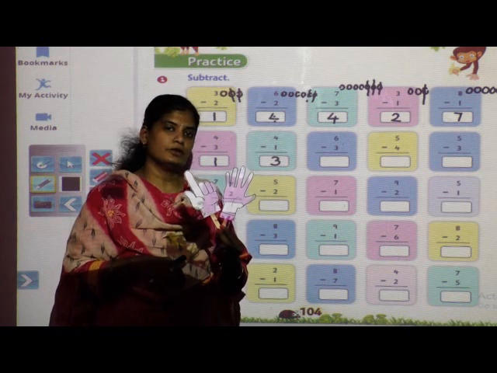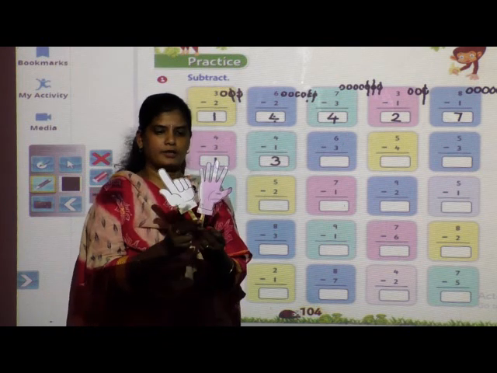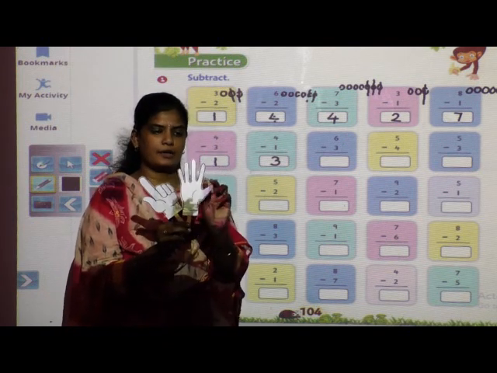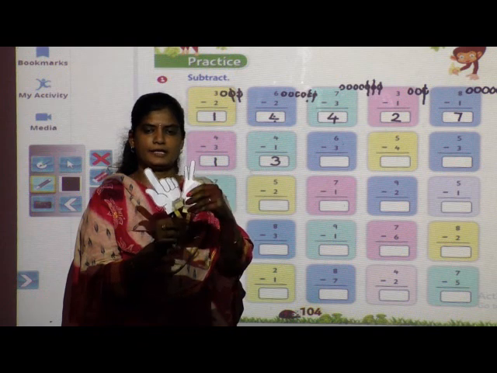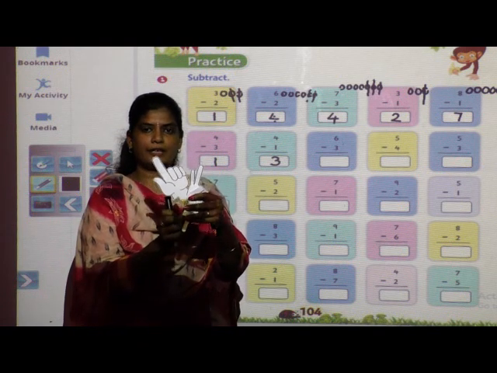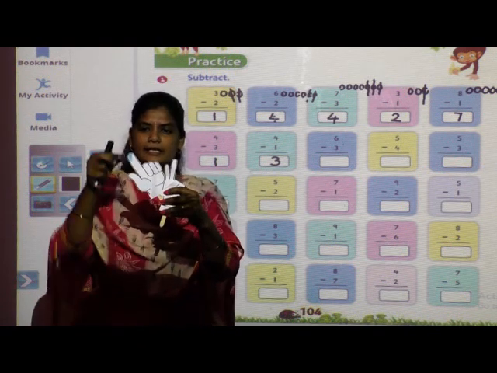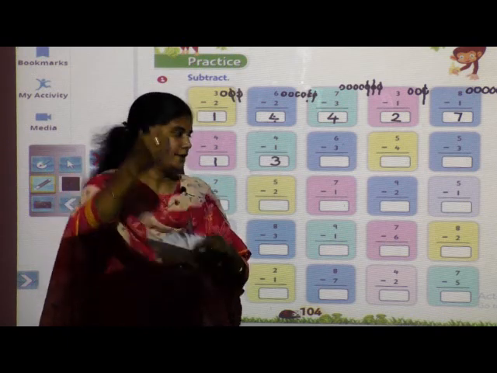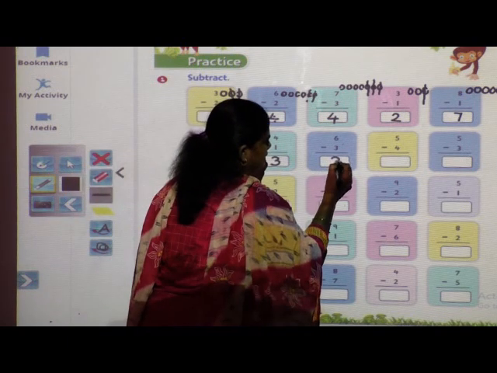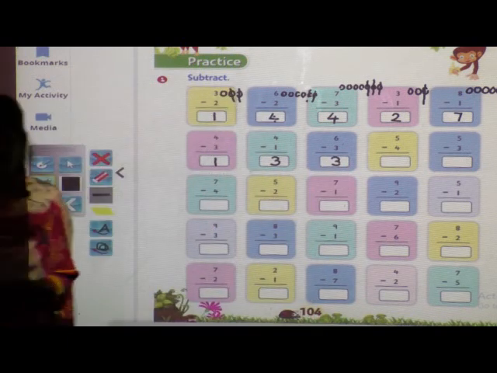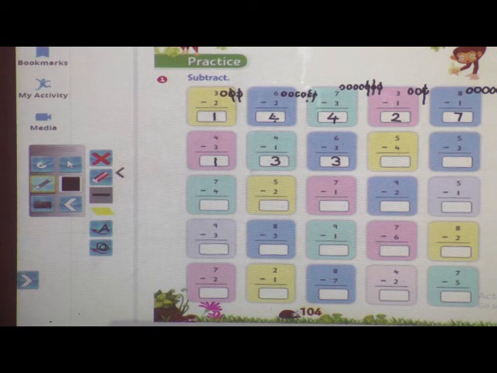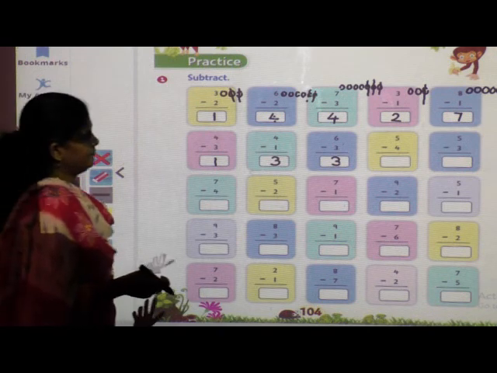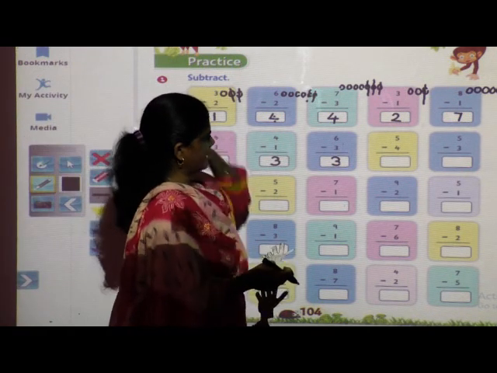So what will we do? We will close 3 fingers. So how will you close 3 fingers? 1 2 3. Yes. If you close like this 3 fingers, how many fingers remain? See, 1 2 3. So write here 3. Now see, can you tell me the next? You will tell, I will listen.